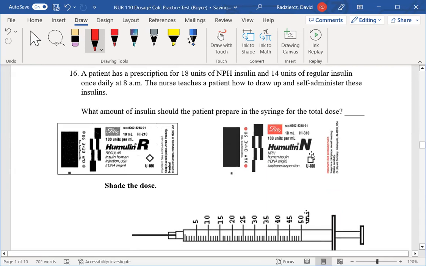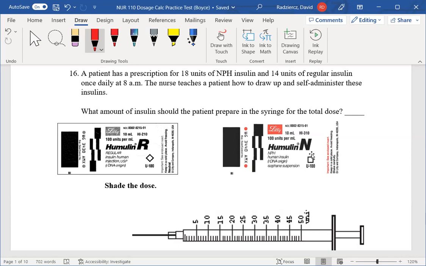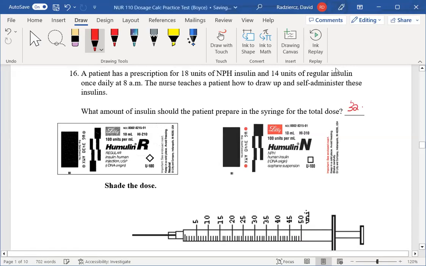All right, now for this question, it's another insulin question. And all we're doing with this insulin question is adding the 2 insulin together. So you should know that regular insulin always gets drawn up first, followed by whatever is not regular insulin. I think the thing I've been told is clear before cloudy, or I always think of regular insulin first when you're mixing insulin, and you're just adding those 2 together. So you just take 18 plus 14, which is, I believe, 32. So the total dose would just be 32 units.